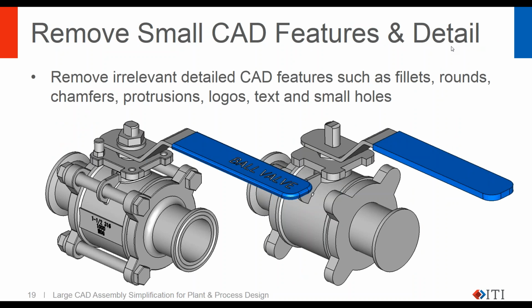Taking away excess detail. Here's an example of a small ball valve assembly where the original on the left has lots of lettering, text, small fillets, holes, and chamfers, and on the right we've got a simplified version that has been automatically removed. In fact, we could go a lot further than this. This model could potentially be reduced to a cylinder with maybe a small prism on top to represent the handle. It depends on the level of detail that you need.